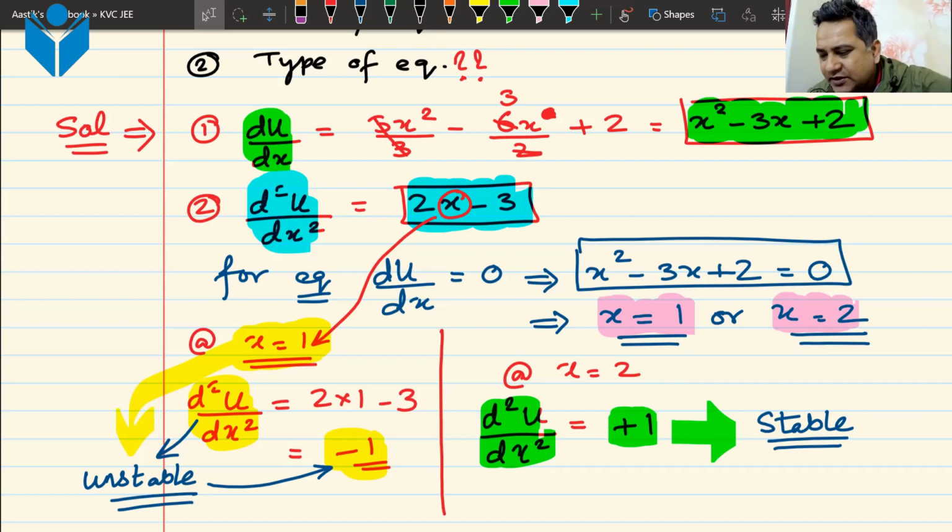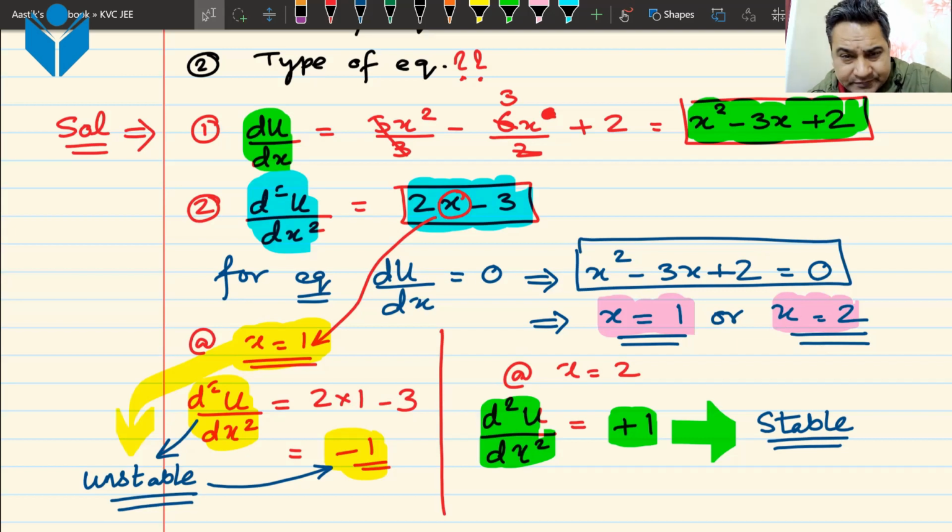Can we predict neutral? Yes, we can predict. If we have three points of equilibrium, two of them would be of one type, and the third would be of the other type. So if we have 2 points of stable equilibrium, 1 point will be unstable equilibrium. If we have 2 points of unstable equilibrium, the third one has to be a stable equilibrium. Because for neutral equilibrium, d2u by dx square has to be equal to 0, and that is a separate case. If that happens, the other things will not happen.